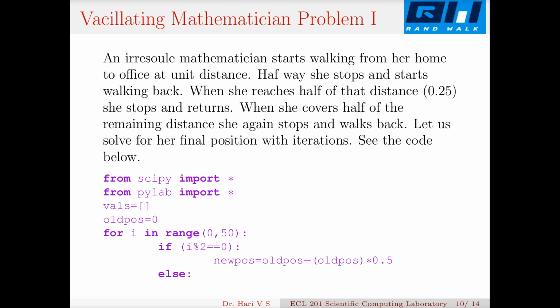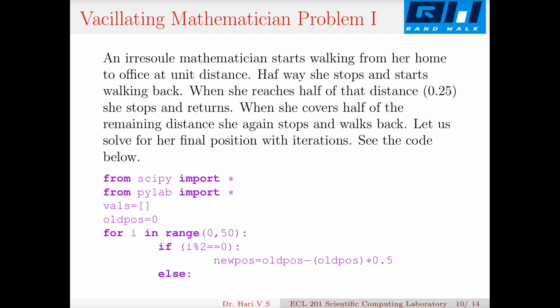She walks back. When she reaches half of that distance, around 0.25 kilometers, she stops again and goes back to the office. So when she covers half of the remaining distance, she again stops and walks back. So she keeps on walking like this. So what will be her final position?